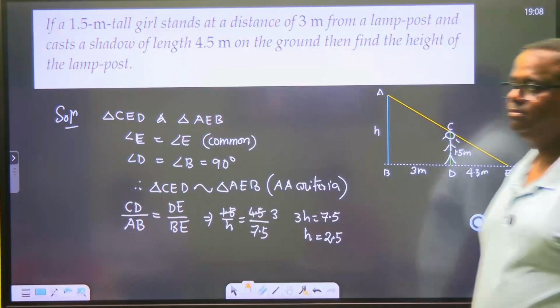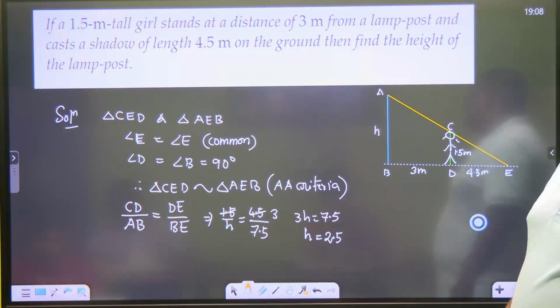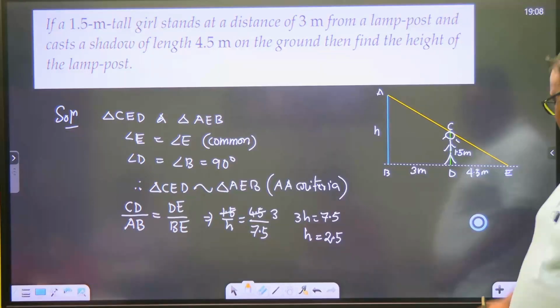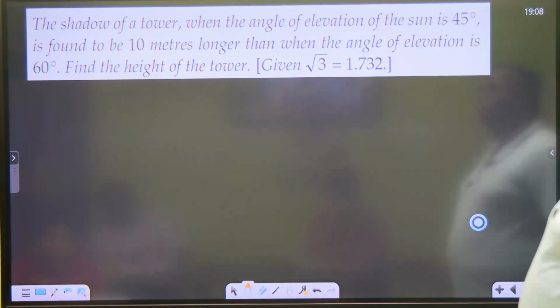Here's a similar triangles problem. Let's get into a trigonometry problem. Chalo, let's do this.